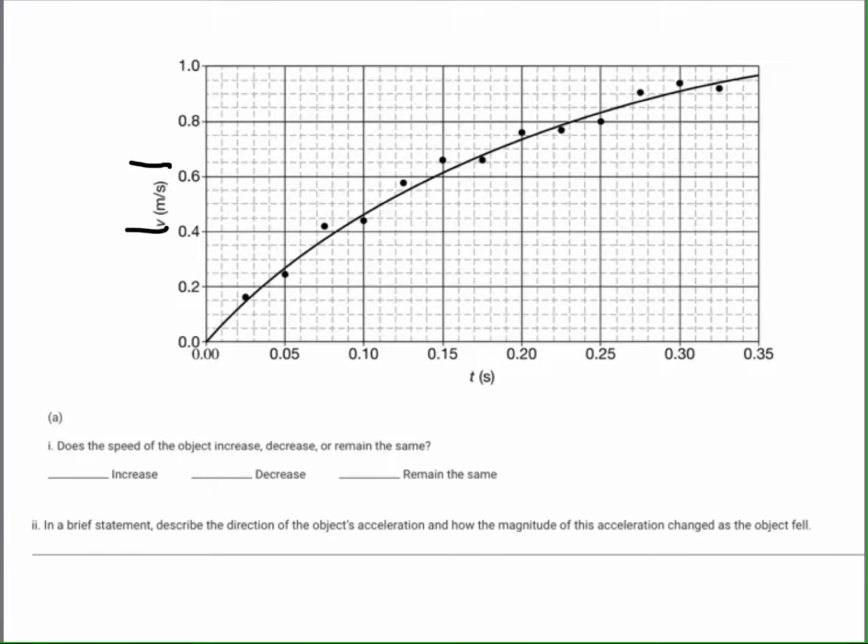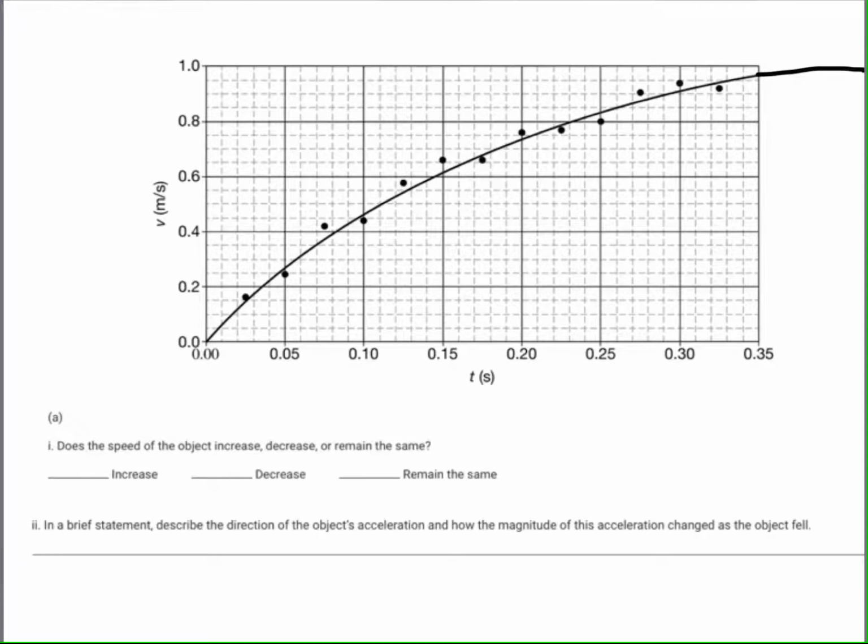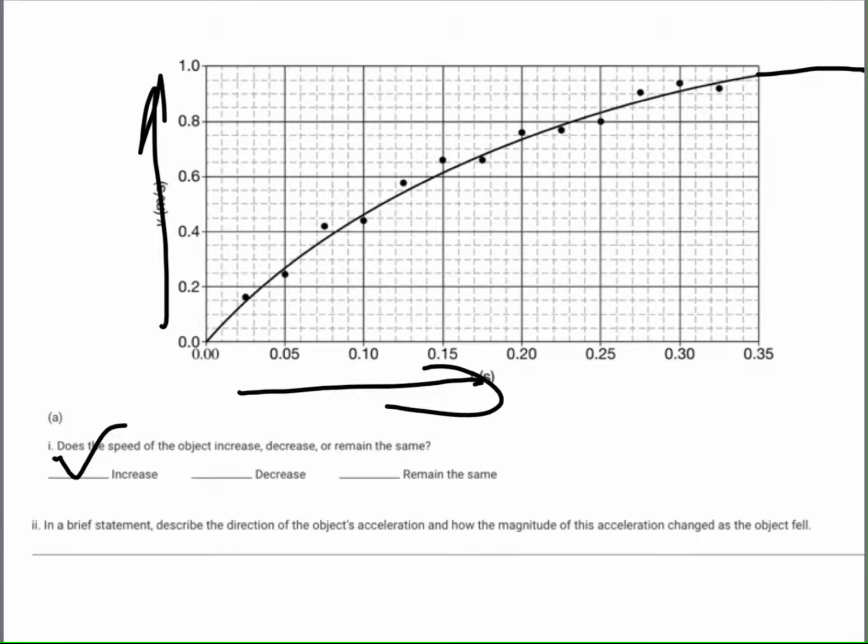Then this is the data that the students collected. So obviously there's a curve downward, so we assume that eventually this curve will get flat, at which time we would get to terminal velocity, right? So A1 is a reasonably simple question. It just says, does the speed of the object increase, decrease, or remain the same? Well, as time goes by, the velocity is going up, so this would be increase.